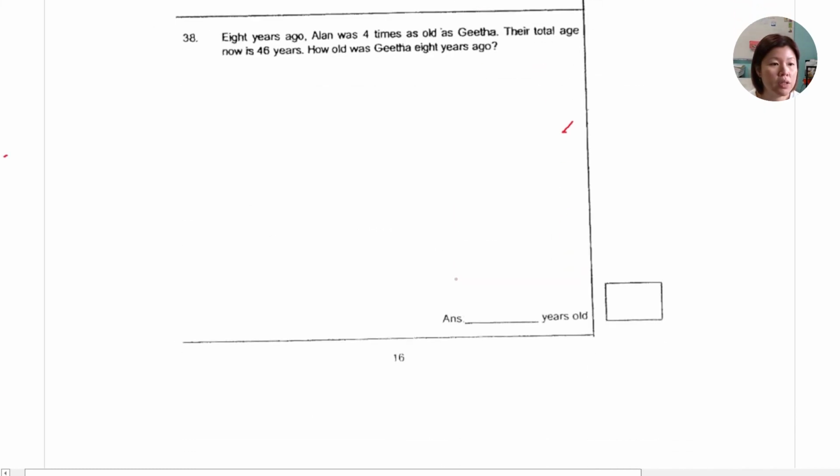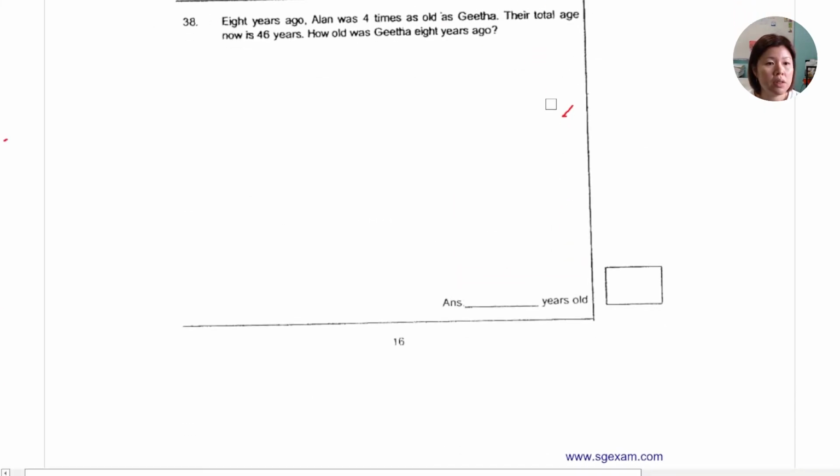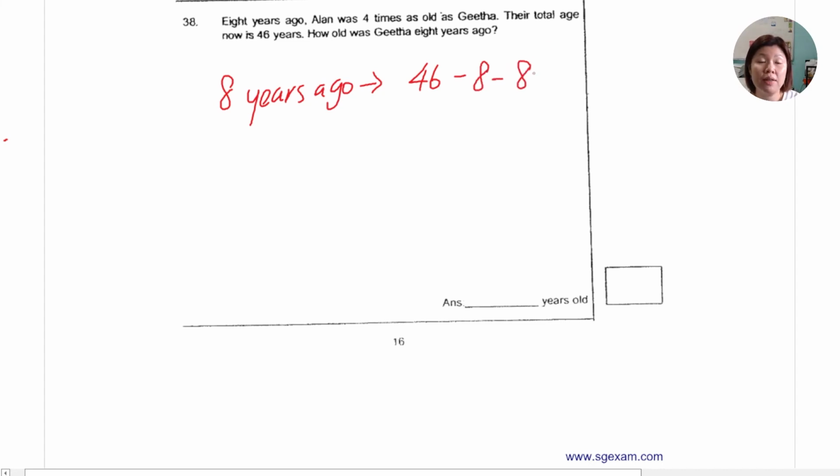Okay, let's move on. In this question, they mentioned that 8 years ago, Alan was 4 times as old as Geta. Their total age is 46 now. Since I know that the total age is 46 now, I can find 8 years ago. So 8 years ago is 46 minus 8 for Alan and minus 8 for Geta. So we'll end up with 30 years old. They mentioned that Alan is 4 times, so Alan is 4 units and Geta is 1.